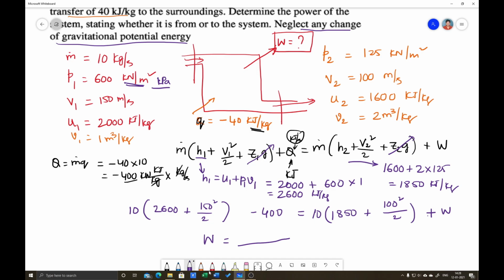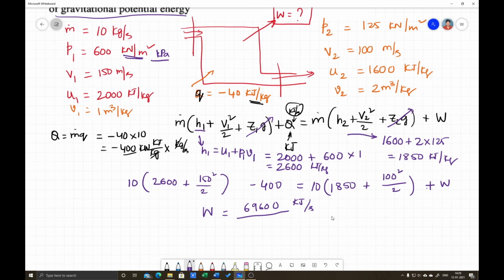I will do it here. 69,600 kilojoule per kg. This amount of work is done by the, sorry, it is kilojoule per second. If you want to find the, that is kilowatts, or you can write like this, 69.6 megawatts. This amount of work is produced here.